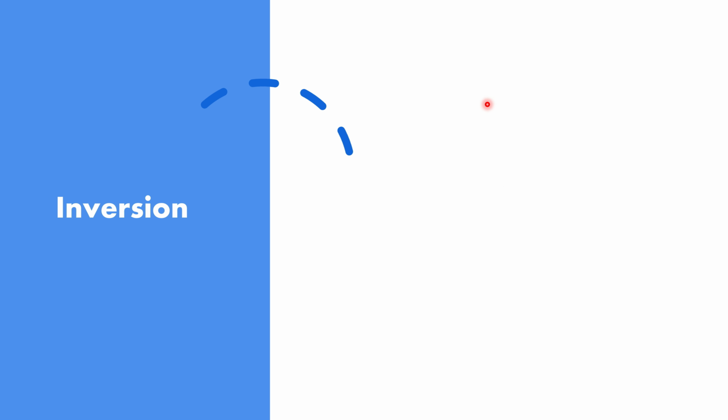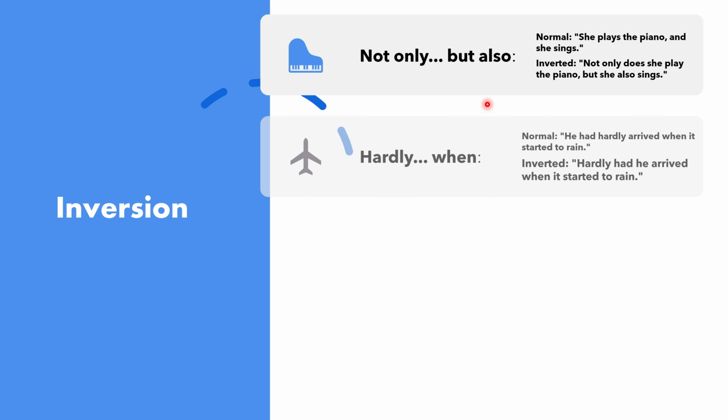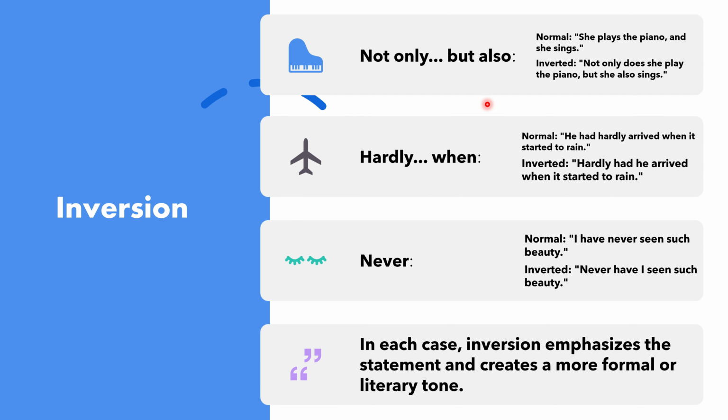So the first one we have here is inversion. And when we talk about inversion, we talk about these examples ahead. For example, when someone says, she plays the piano and she sings, that's very boring. If you talk like this, oh my God, this is a very simple sentence. At the same time, it's not professional at all. It's not even basic, I can feel like if you wrote to me like this, you are a beginner. But imagine when you invert the sentence and say, not only does she play the piano, but she also sings. So do you see what the words not only and but also do to the sentence?